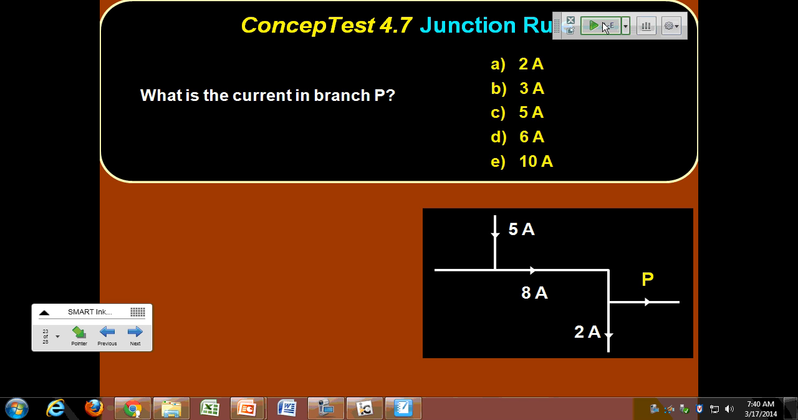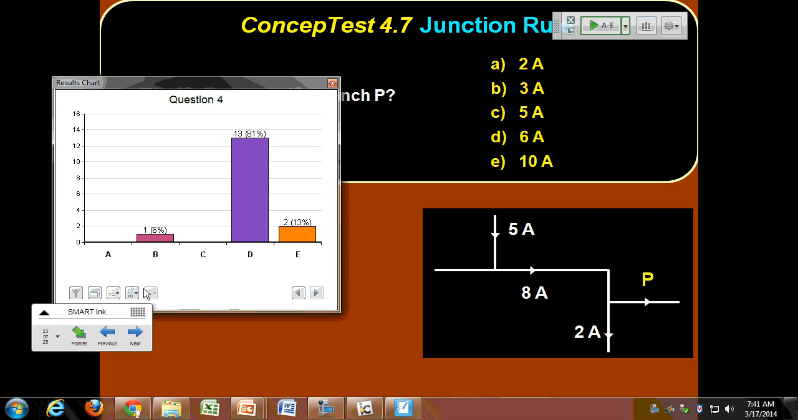What is the current in branch P? Stop at 1 minute. 5 more seconds. All right, D is right.